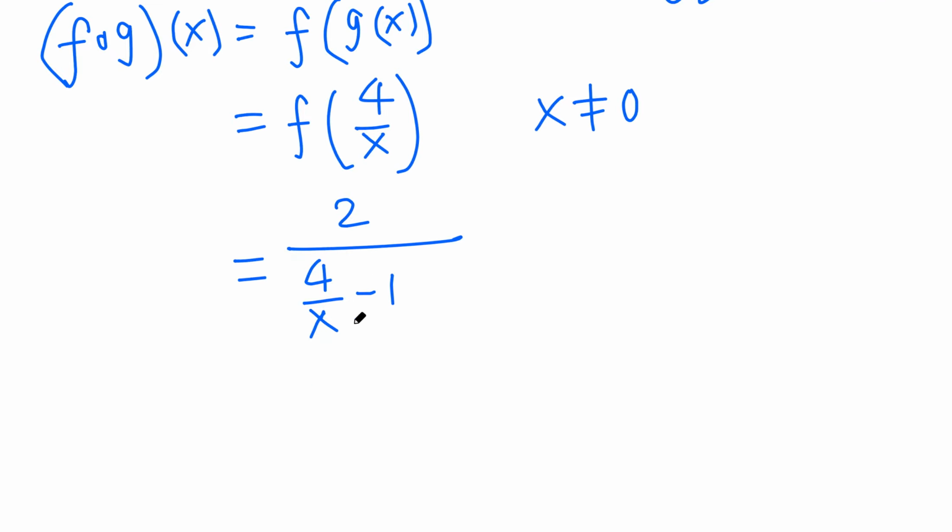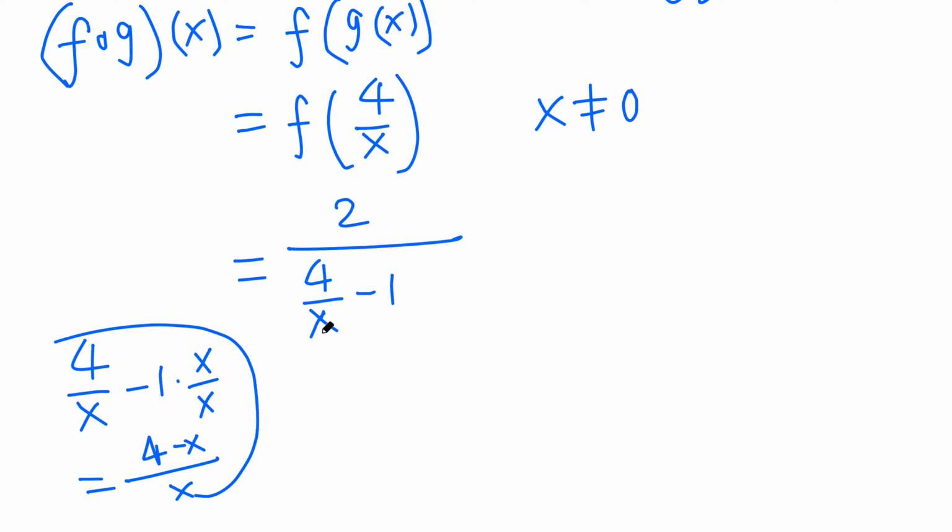Now let's simplify the bottom. We know that 4 over x minus 1. We need to multiply by x over x to make a common denominator. So 4 minus x. So when we combine these two fractions on the bottom, we get 4 minus x over x.